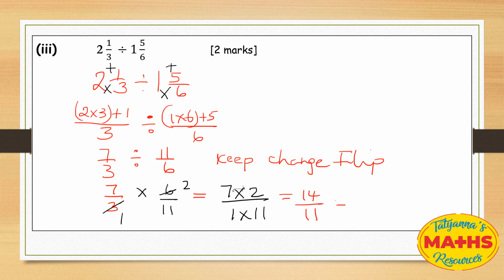And that is equal to how many 11s in 14? So 1, 2, 3, 4, 5, 6, 7, 8, 9, 10, 11, 12, 13, 14. So if we count, 1 whole is 11, and we're going to be left with 3. So 1 whole and remainder 3 over 11. And that's the final answer.